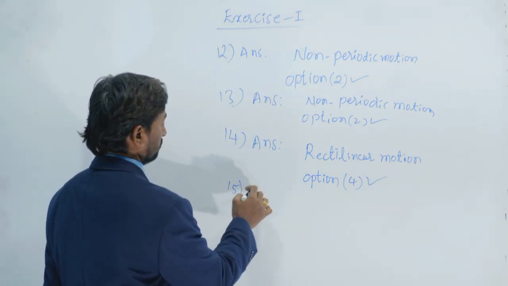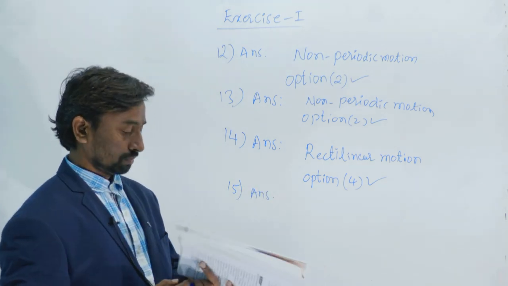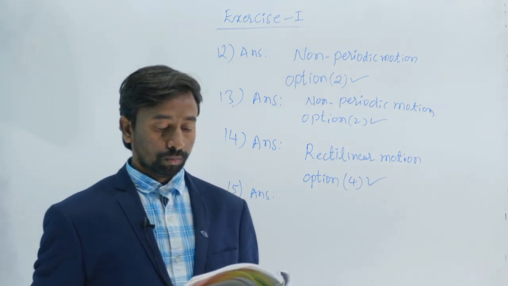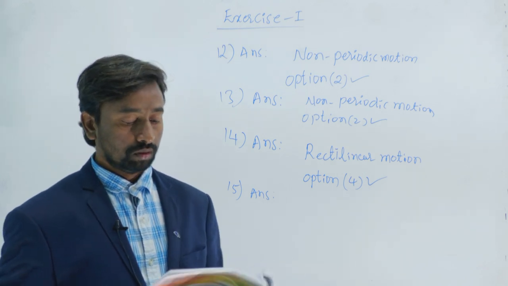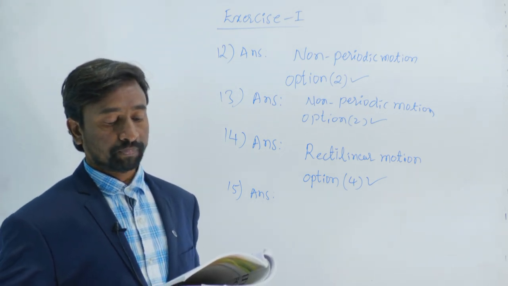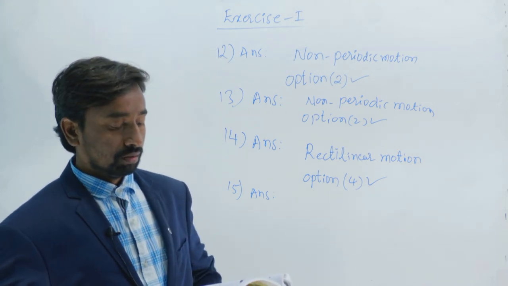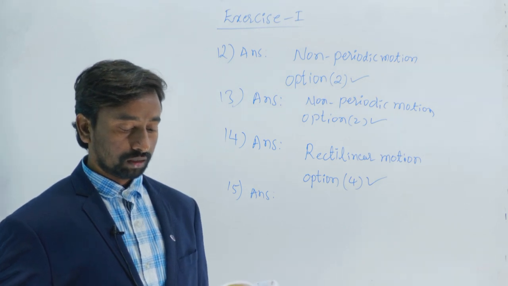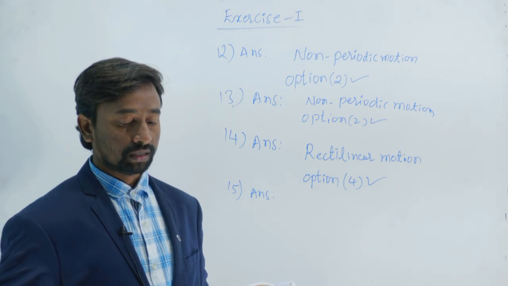Okay, next 15th one, we'll see there. The wheels of an automobile moving on a straight road is an example of dash motion. First option is curvilinear motion. Second option is rectilinear motion, then circular motion, and rotatory and translatory motion.